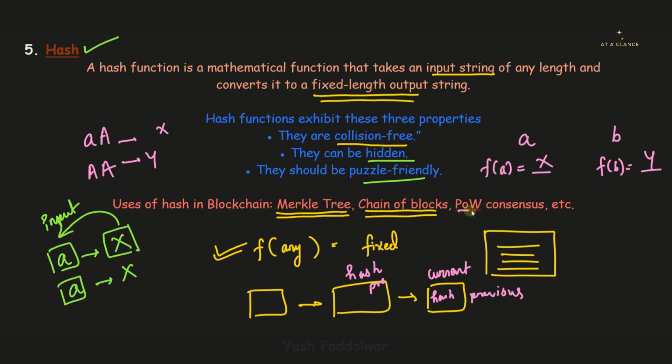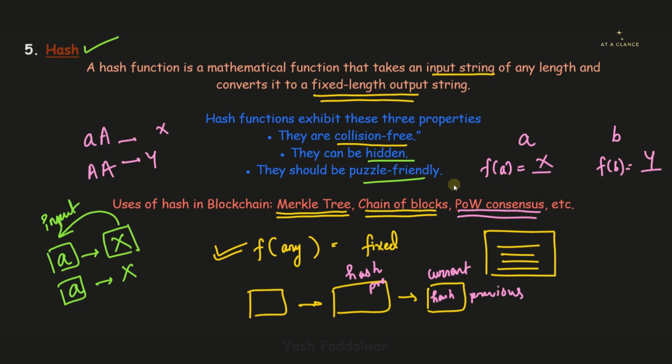The next is in POW consensus, that is the proof of work consensus algorithm. Proof of work consensus algorithm is a totally different topic. We are going to look into it in a separate video. In that also we use hash functions. So I hope the necessity of using the hash component in blockchain is clear to you all.